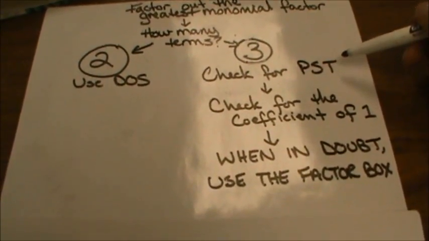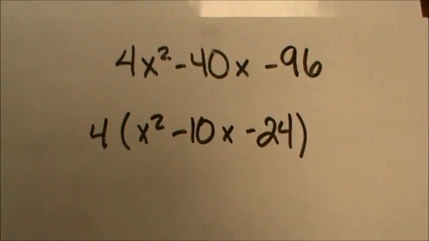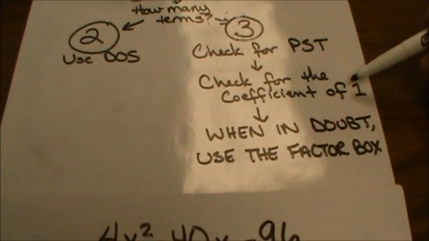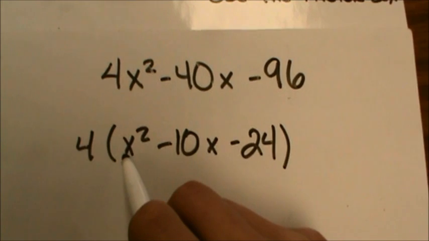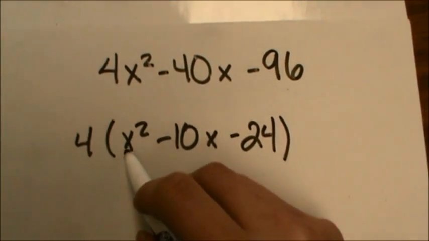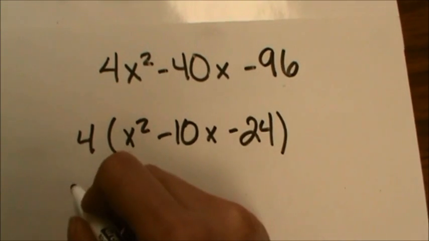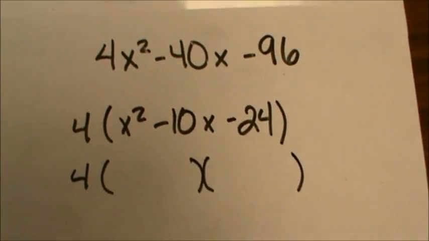Is it a PST? Perfect square? Not a perfect square, so no. Next, check for the coefficient of 1. Is the coefficient here 1? Yes. So since it is, I can just figure out what 2 numbers multiply to be this and add to be this. I'm going to set up 2 parentheses.